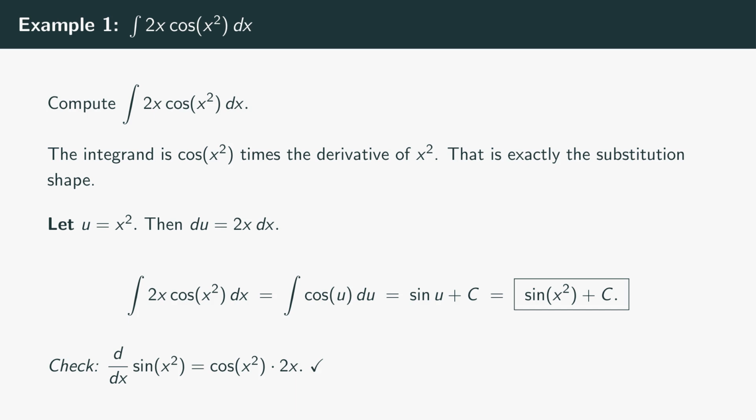Notice what just happened. The chain rule, run forwards on sine of x squared, gave the derivative 2x times cosine of x squared. The chain rule, run backwards on 2x times cosine of x squared, gave back the antiderivative sine of x squared. Substitution is literally that loop.